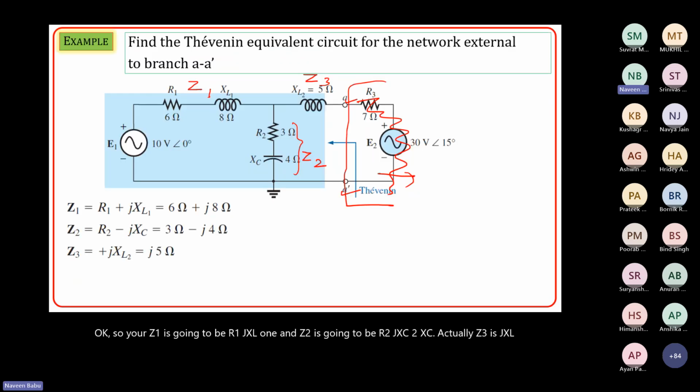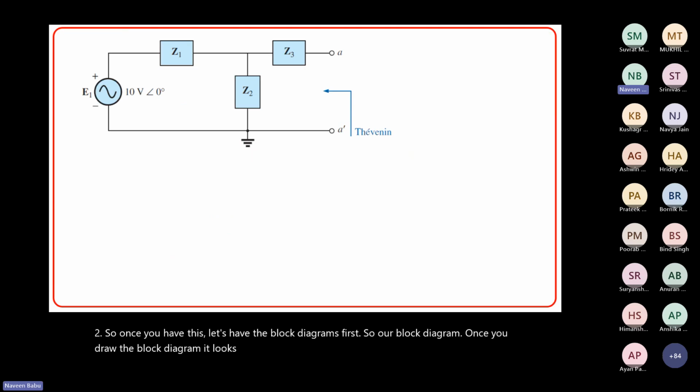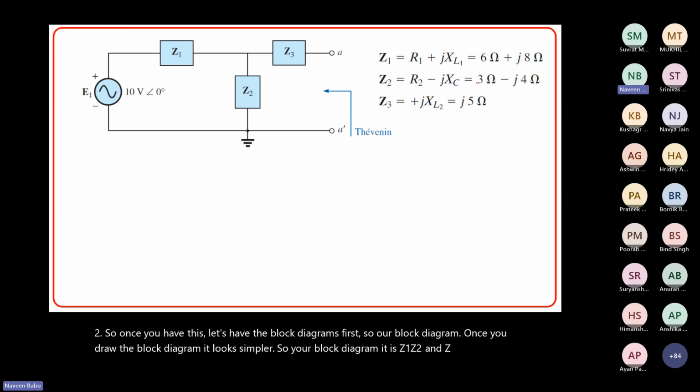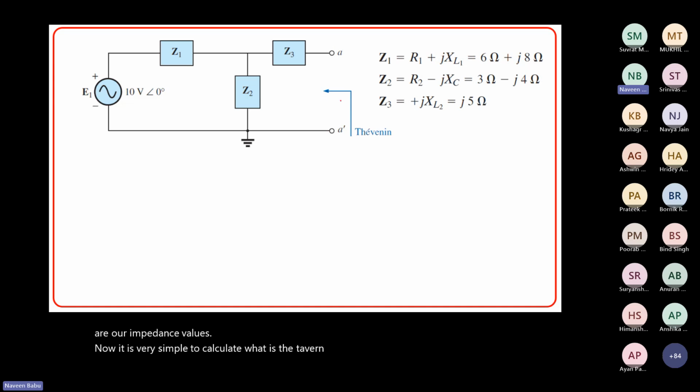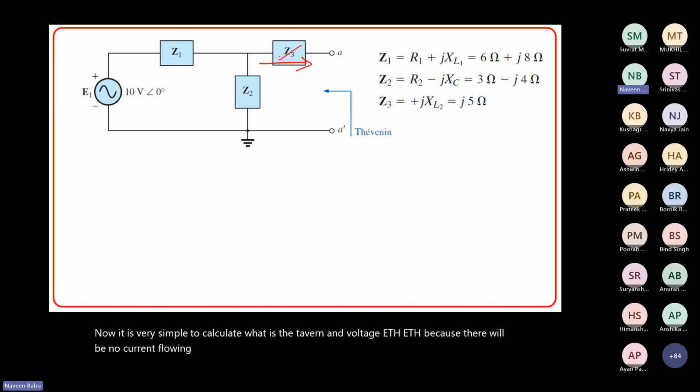So once you have this, let's have the block diagram first. Once you draw the block diagram, it looks simpler. So your block diagram is Z1, Z2 and Z3. These are our impedance values. Now it is very simple to calculate the Thevenin voltage ETH, because there will be no current flowing across this, so there will be no effect of this Z3.